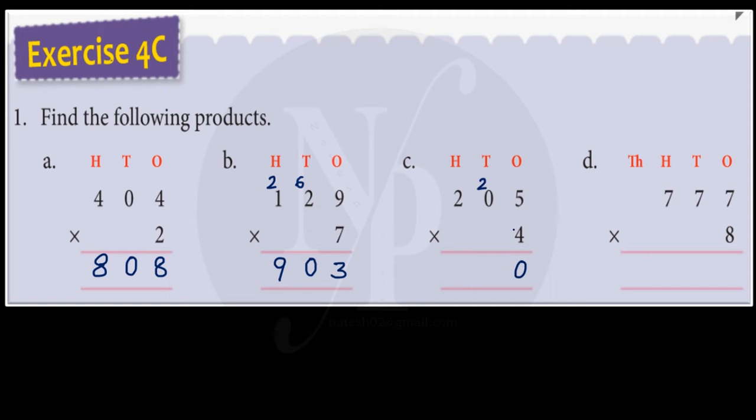And we know that if you multiply 0 by 4, you get 0 as product. Therefore, 0 plus 2 is 2. We write 2 in tens column here. Now we multiply the digit at hundreds column by 4. That is 4 2s are 8. We write 8 in hundreds column here. Therefore, 820 is the product of 205 and 4.